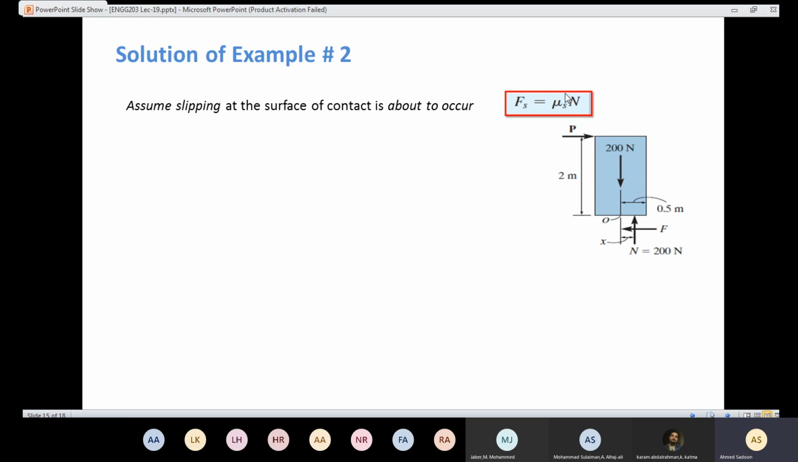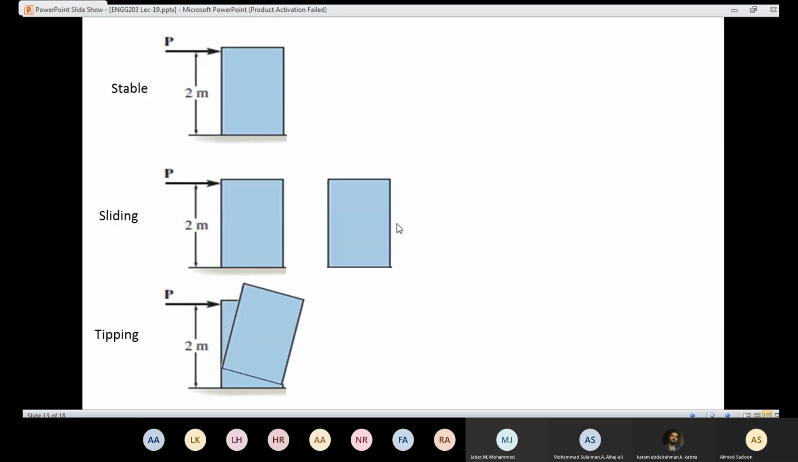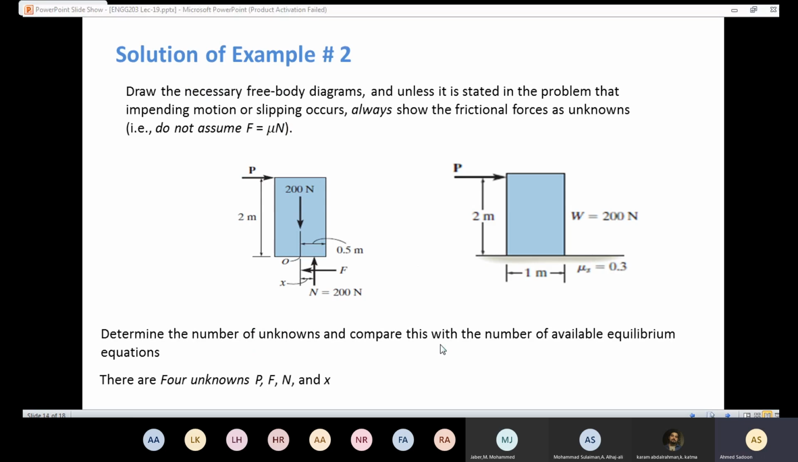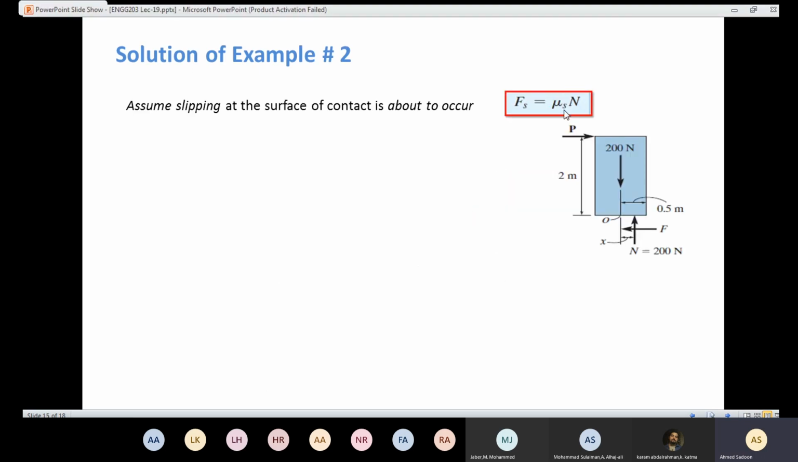So first I need to know the value of N. The value of the coefficient is given in the beginning here. The value is 0.3. So I need to know the value of the normal force. In order to know the value of N, I need to apply the equation of equilibrium, which is the summation of the forces in the y-axis should equal 0. Here we are going to assume that the box is about to slide, then F equals Fs.